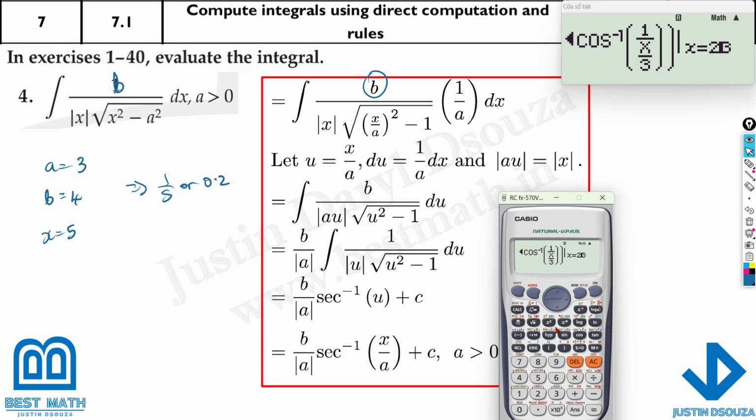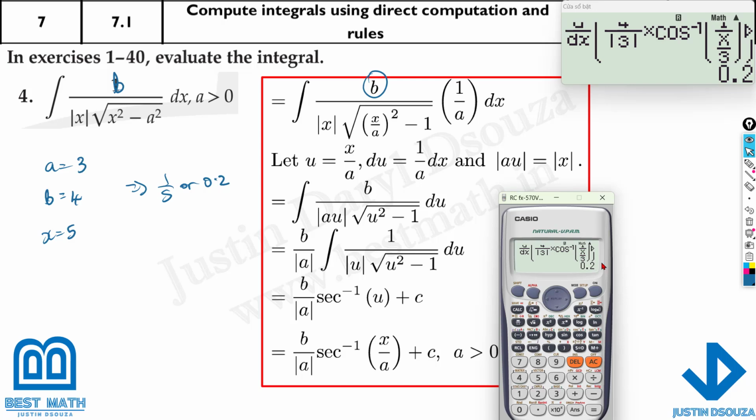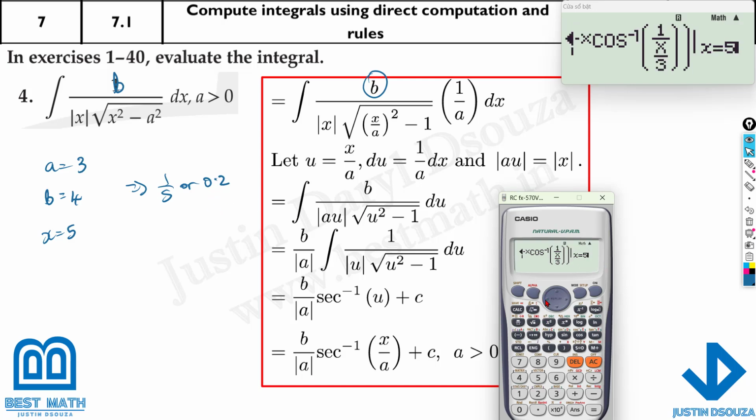It's too big. But I assumed 5, so I'll assume 5 over here as well. And do we get it correctly? Yes, we are getting 0.2. So that's correct. Now, even you could have taken 4.